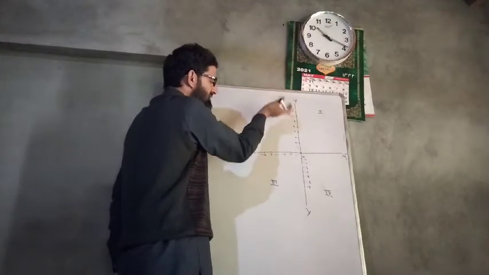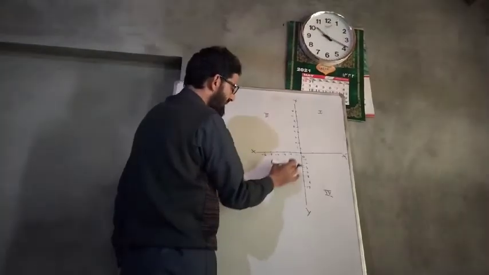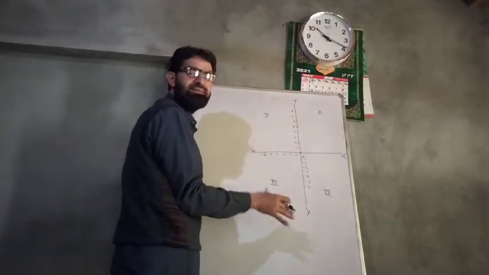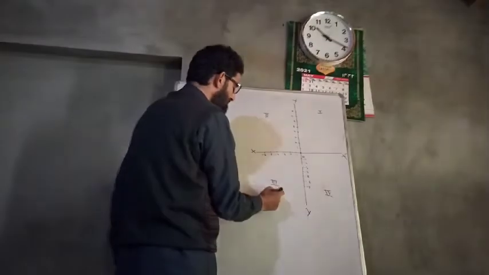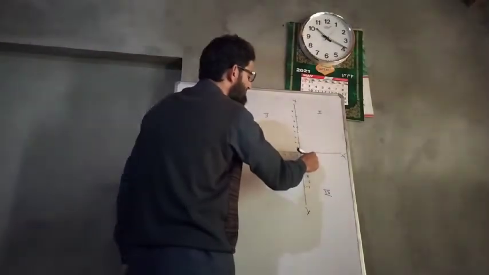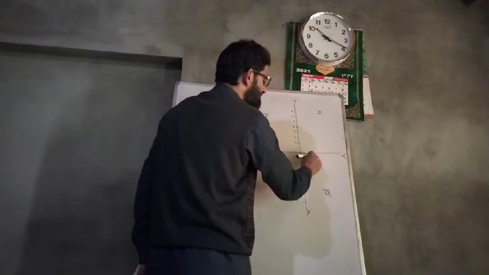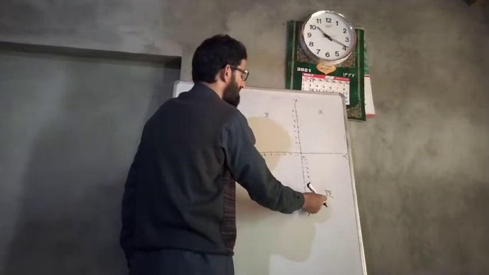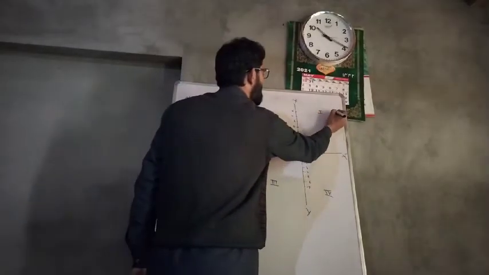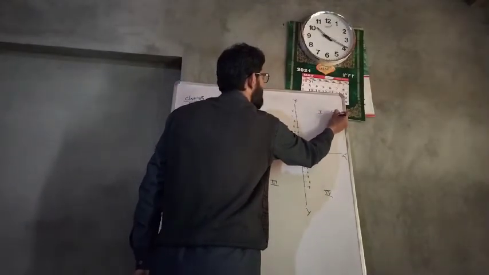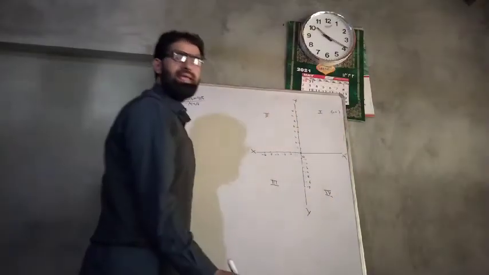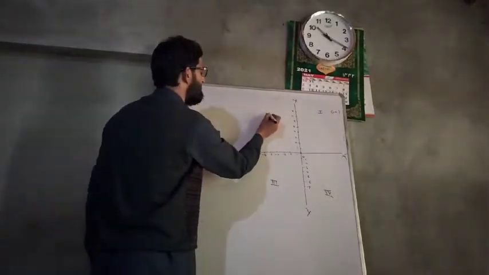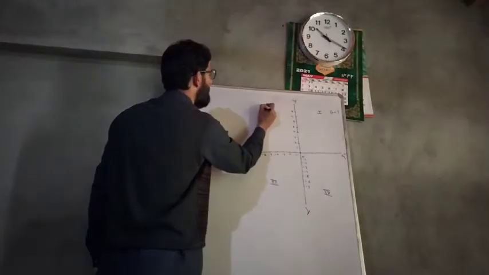When you go upwards, it is positive. And in this quadrant, the x coordinate is negative, and the y coordinate, when you are going downwards, is again negative. This is also called a minus quadrant. And here you are going towards the right, this is positive, then going down it is again negative. So the x coordinate is positive and the y coordinate is negative. The first quadrant is also called the plus quadrant, because here the x coordinate is positive and the y coordinate is also positive.